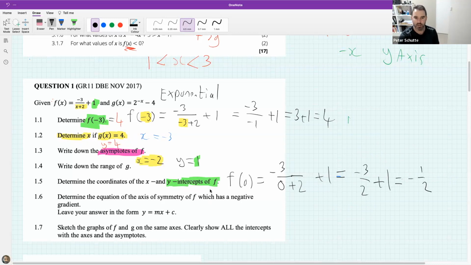But now I want the y-intercept. I suppose that's fine. If you wrote it as a coordinate, it would be 0, minus a half. But it actually does say determine the coordinates of the y-intercept. So it's 0, minus a half. Yeah. All right.